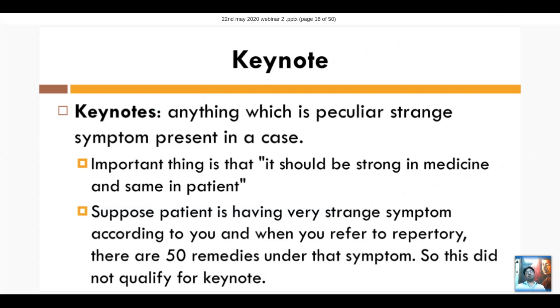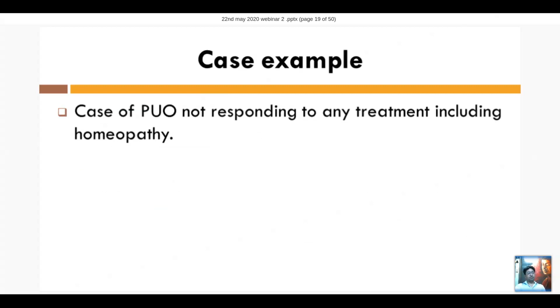So now this symptom does not qualify for the keynote. It should be rare in the patient and it should be rare in the materia medica and repertory. Then and only then it will qualify for the keynote. Here I will give one example of a case.